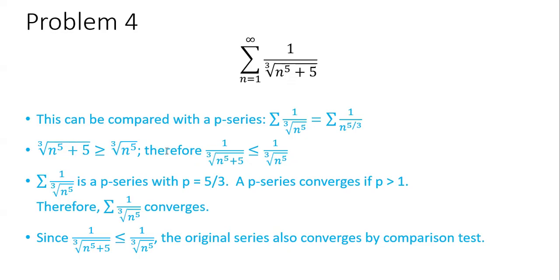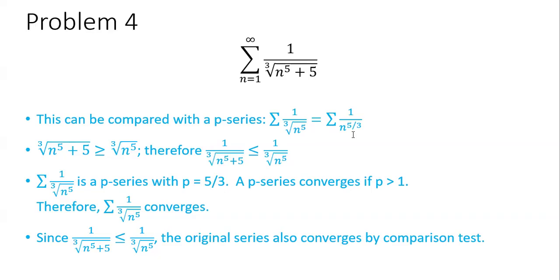Therefore, when we put it on the bottom of a fraction, this guy will be smaller than this guy. We're dividing by something bigger, so the final value will be smaller. Now, as I was hinting earlier, this guy that we're trying to compare to is a P series with P equals 5/3. We know a P series converges if P is greater than 1. Therefore, this guy would converge.